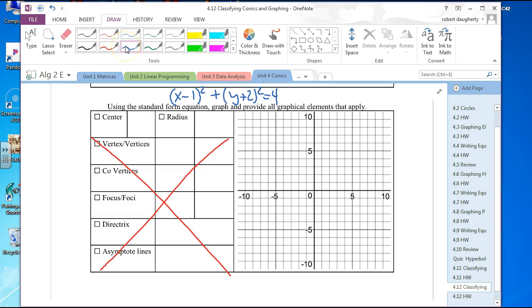What's the center? 1, -2. Yeah, 1, -2. What's the radius? 2. So 1, -2, radius of 2. And there we are. Okay. So that one should be easy. That's like riding the bike part. That one you got it. You got it.